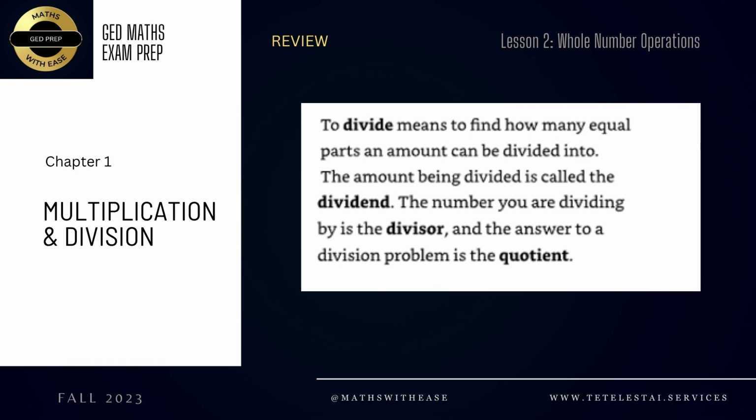So when you're dividing, you're essentially finding how many equal parts one whole amount can be divided into. And the amount that's divided is called the dividend, okay? And the number that you're dividing by is called the divisor. And your answer to the division problem is called the quotient.